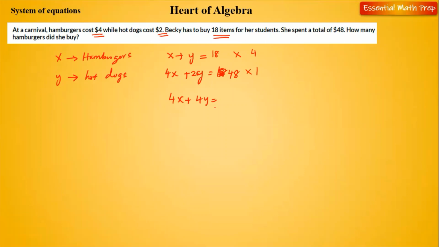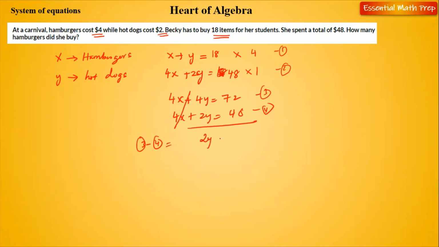Yep, 72. And the bottom stays the same because I'm only multiplying by 1. So that means X cancels out. If you subtract, let's call this expression 1, 2, this is 3, and 4. Subtracting 4 from 3 will give you 2Y equals 72 minus 48, which is 24. So Y equals 12.